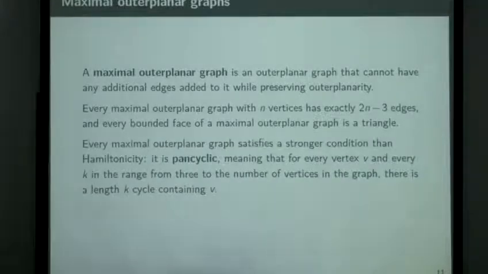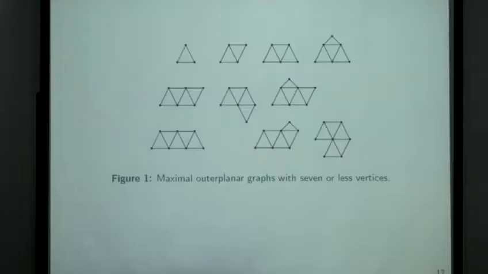And this kind of graph satisfies a stronger condition than Hamiltonicity, which is pancyclicity, meaning that for every vertex v and every k from 3 to the order of the graph, there is a cycle of length k containing the vertex v. And you see here maximal outer planar graphs with 7 or fewer vertices, which have a recursive construction.